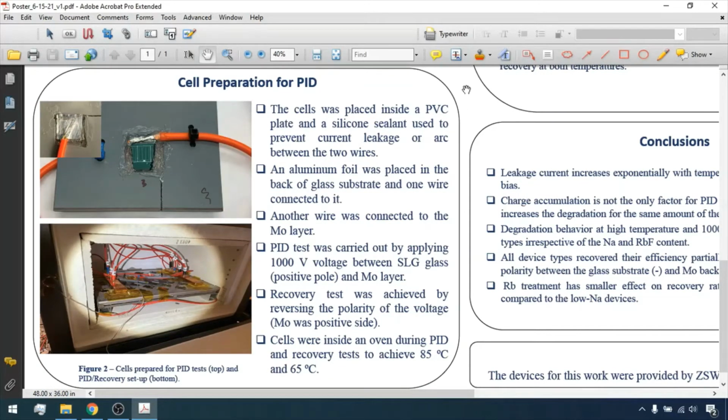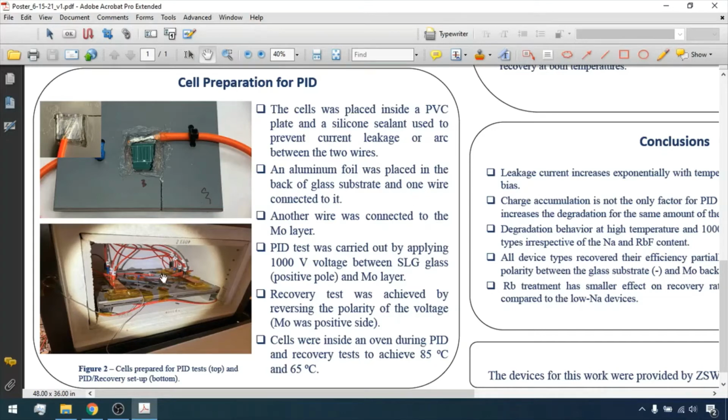To prepare the cells for the PID, we put the cells inside the PVC plate, and we use the silicon sealant to secure the cells inside the PVC. We use this process to make sure there is no leakage current between the top wire and the back wire, and also there is no arc between these two wires because they are so close to each other. We use the aluminum foil to connect one of the wires to the back of the glass to make sure that we have the uniform distribution of the voltage in the back of the glass.